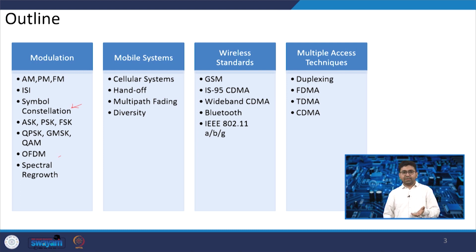If you want to understand more in detail, you need to go to the basic communication theory courses. Some of the wireless standards we will try to look at, and then there are some multiple access techniques like duplexing, frequency division multiple access, time division multiple access, and code division multiple access techniques. We will try to cover as much as possible within 2-3 lectures of basic communication theory.